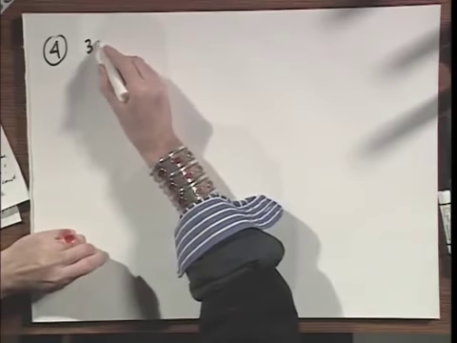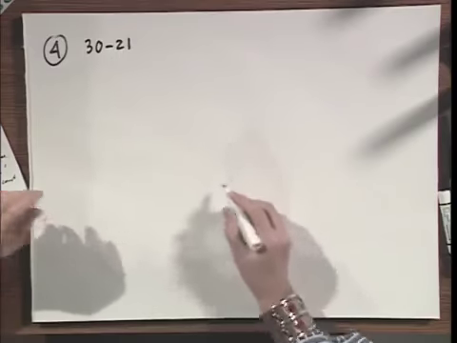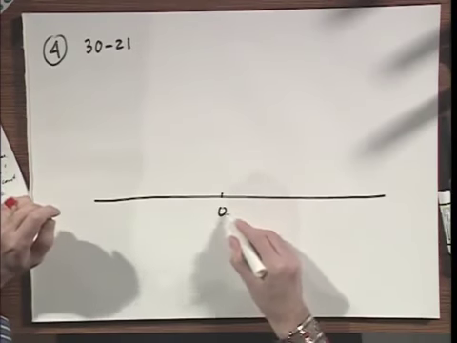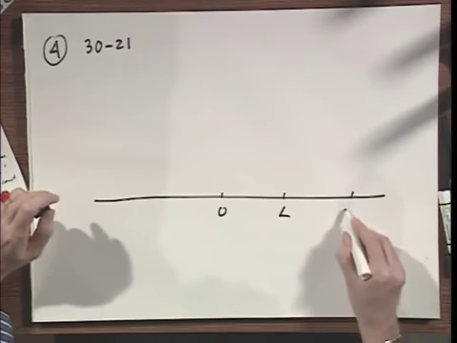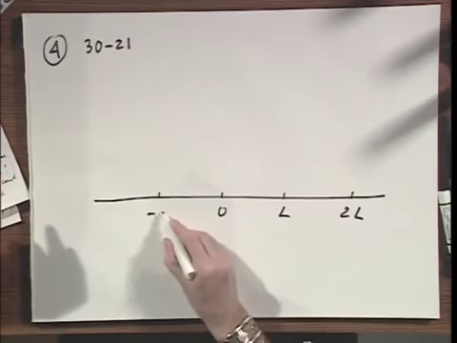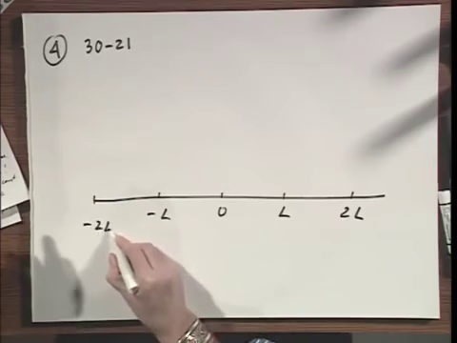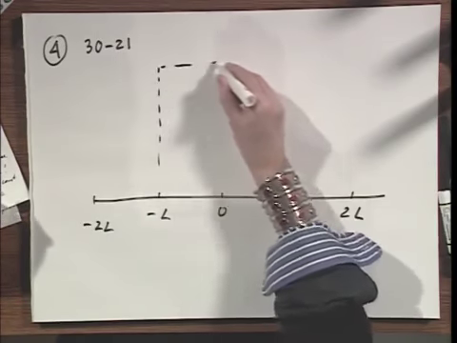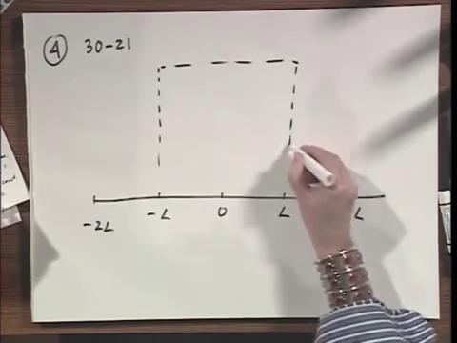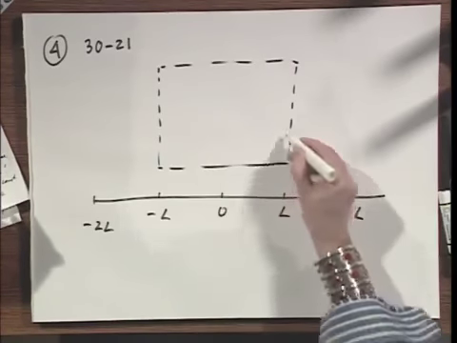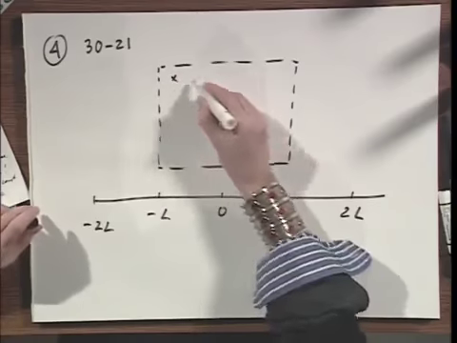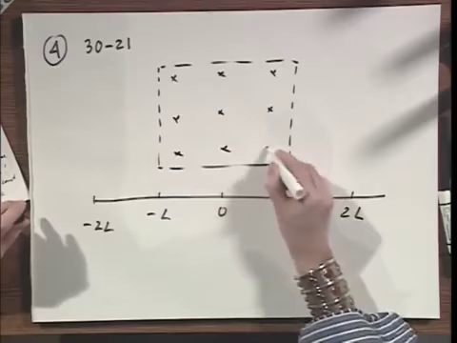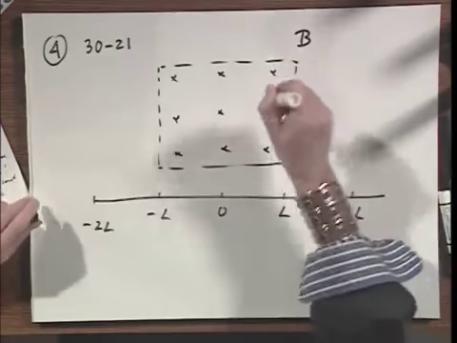Problem 4 is 3021. Here, linear axis: 0, L, 2L, minus L, minus 2L. And here in space, perhaps a little bit artificial, I have an area, 2L by 2L, which has a magnetic field pointing into the paper, and the magnetic field is constant.